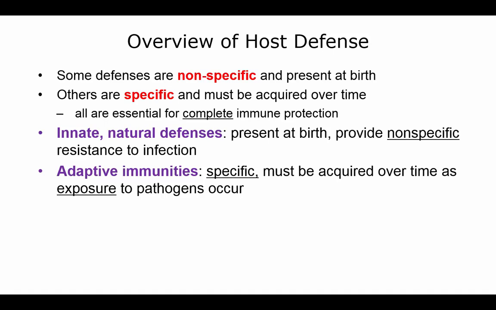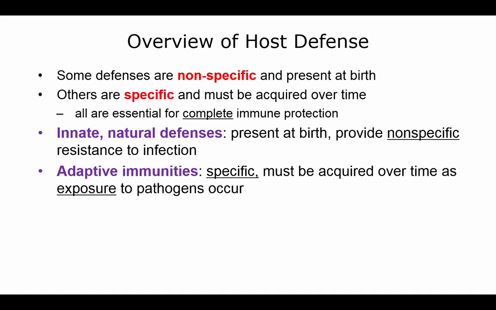The other part of our defense mechanism is what we consider to be our specific or adaptive immunities. So these are those that we acquire over time, and the way that we acquire these is from exposure to the pathogens themselves. And so the adaptive immunities are very specific to that particular pathogen. And so these are things that may be an immunity that we develop because we've had that type of infection before, and now our body knows how to deal with it, or this is something that actually could happen because of vaccinations and those types of things.